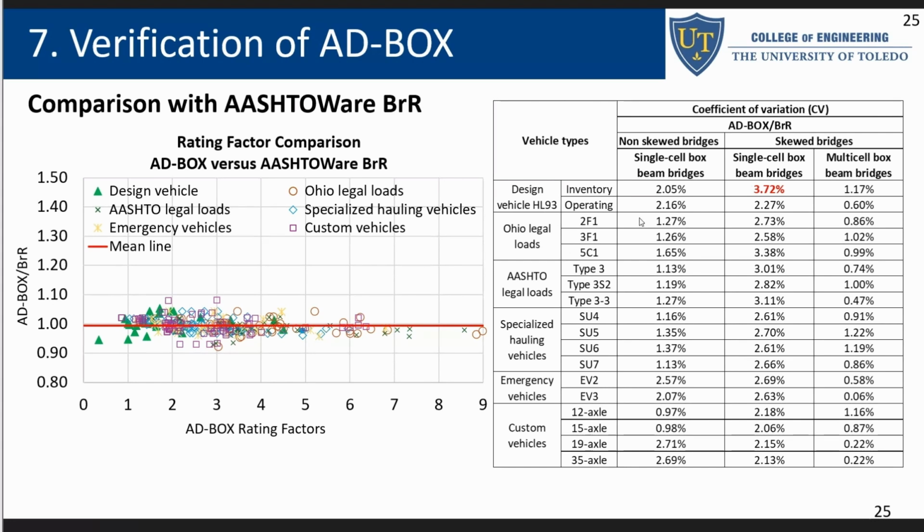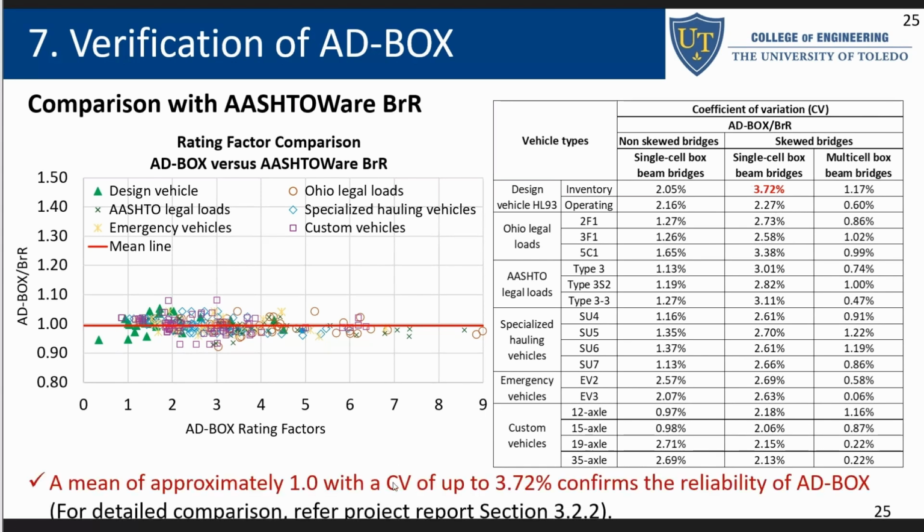On the right side, we can see the coefficient of variation of AASHTO to BRR. This shows a coefficient of variation of up to 3.72%. Nonetheless, any deviation less than 5% is generally acceptable. So we conclude that a mean of approximately 1 with a coefficient of variation of up to 3.72% confirms the reliability of AASHTO.